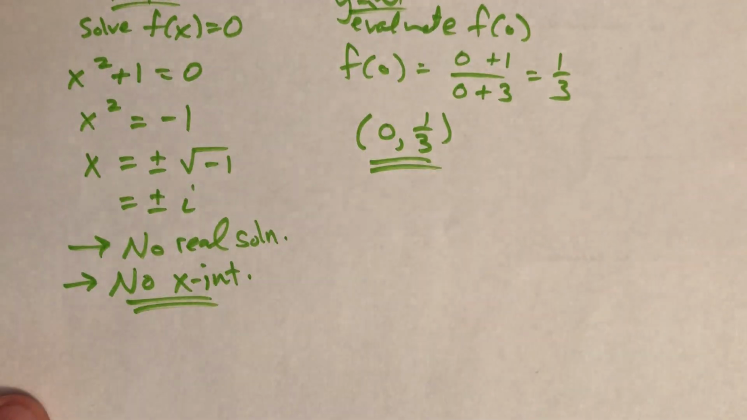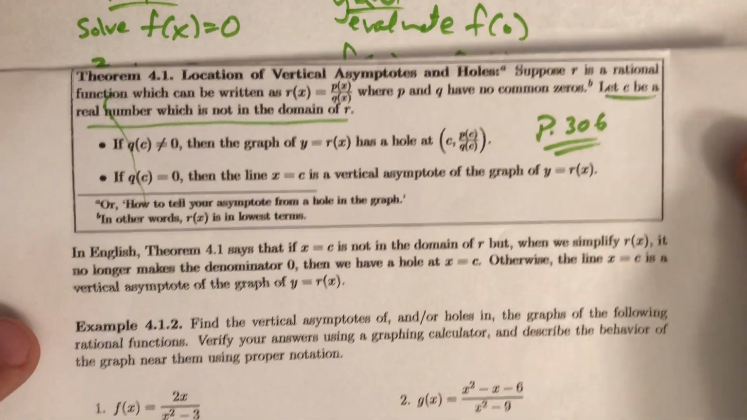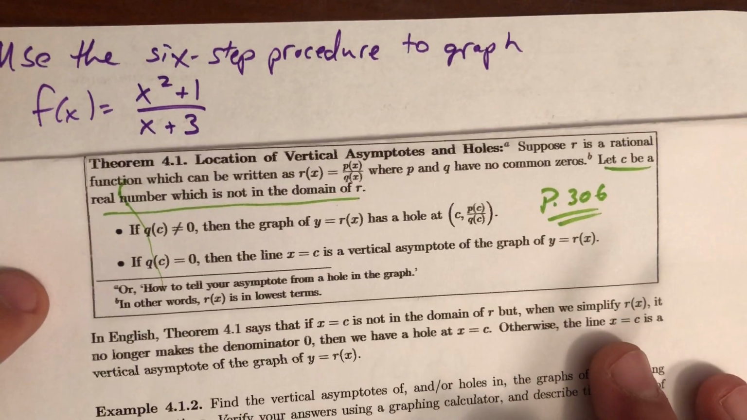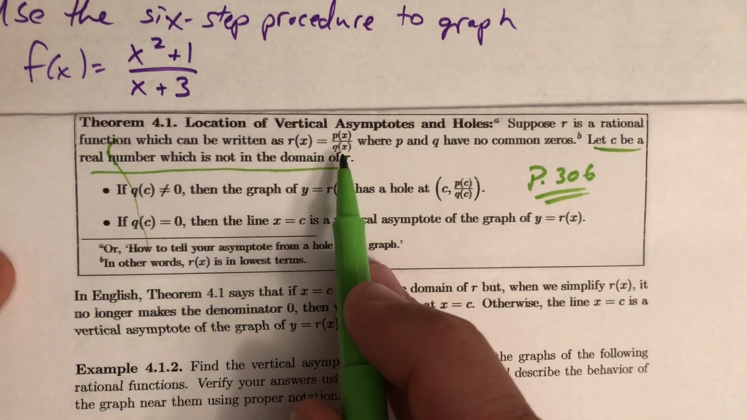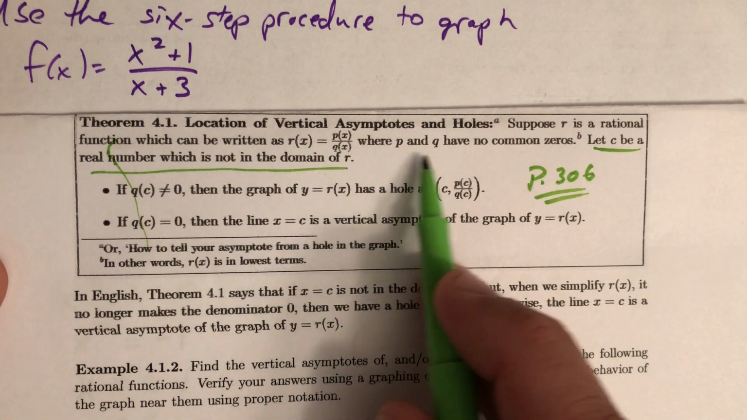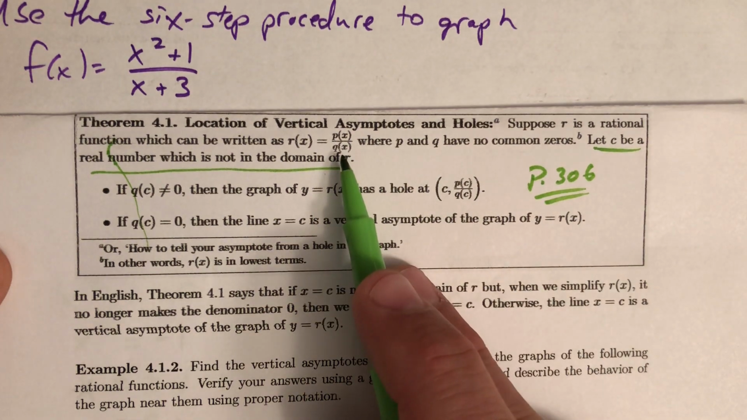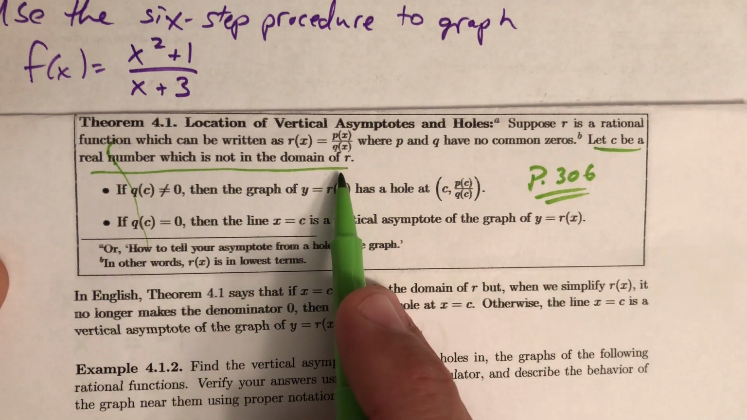So let's take a look on page 306. This is going to tell us what to do. Let's look at our function at the same time. If we have a rational function that can be written as a fraction where p and q have no common zeros, essentially what this means is it's reduced. So if our function is reduced, and c is a number that is not in the domain of R.